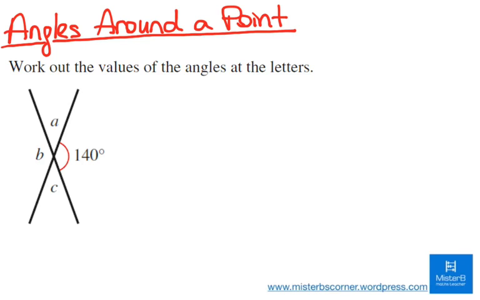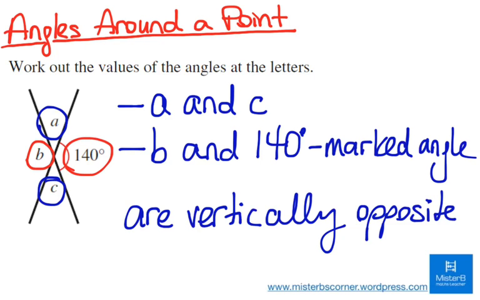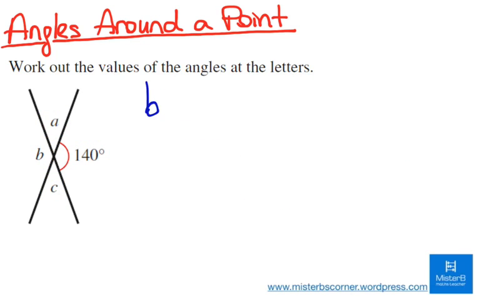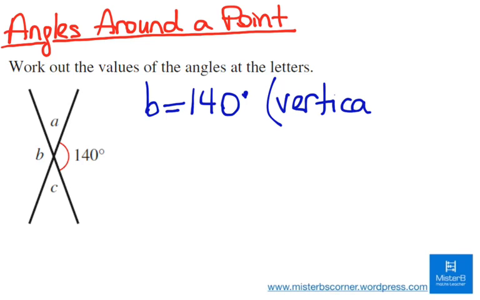Now when we look at this one, we see two lines intersecting, and when two lines intersect they form two pairs of vertically opposite angles, namely A and C are vertically opposite, and B and the 140-degree angle are vertically opposite. These angles being vertically opposite are important because from here we can say that A is equal to C and B is equal to 140 degrees. Why? Because they are vertically opposite. So as a part of the solution, B is 140 degrees, and the reason being vertically opposite angles.